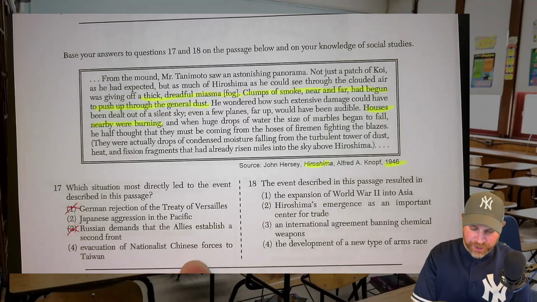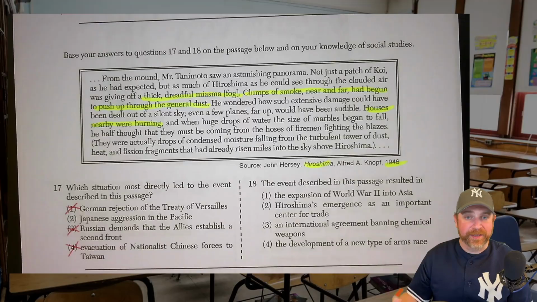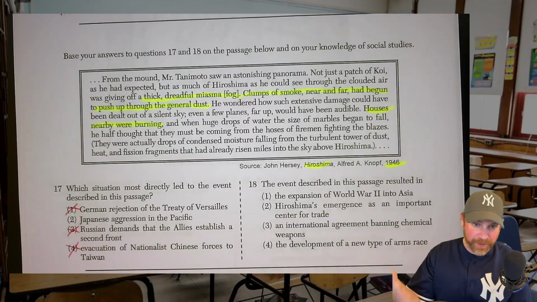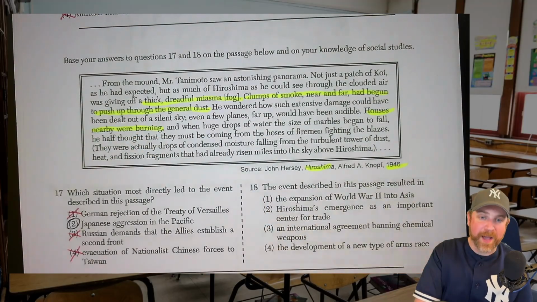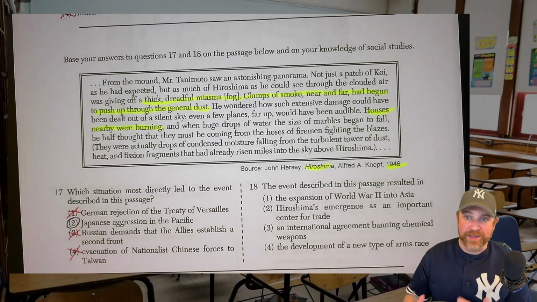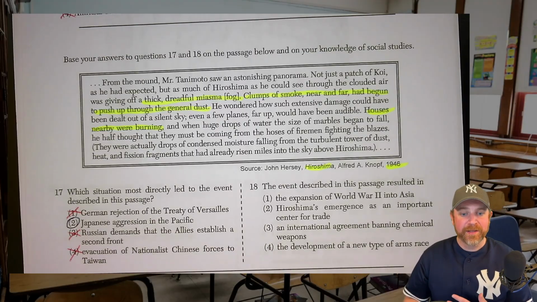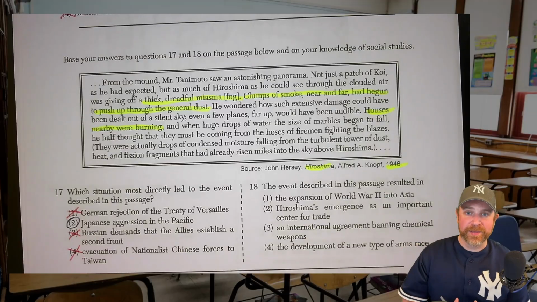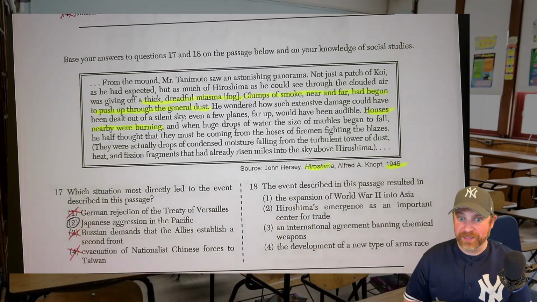Evacuation of the Chinese nationalist forces to Taiwan, that occurred during the Chinese Civil War, in the 1940s, when the communists finally win and turn China into communist China. Again, nothing to do with Japan. Japanese aggression in the Pacific is the answer. What's the example? The Japanese attack on Pearl Harbor, right? And the Japanese creating a massive empire in Southeast Asia and East Asia, right? Maybe even taking away some lands that were once owned by the Europeans. That leads to animosity, resentment amongst the Europeans and Americans, and the desire to go to war against Japan and win, by any means necessary, I guess you could say. So choice 2 for number 17.